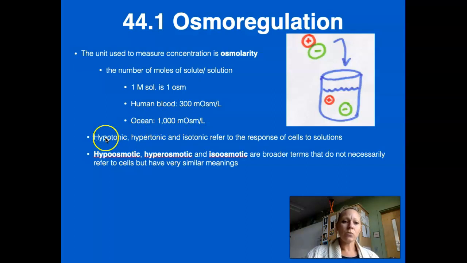And so in the past, we used the words hypotonic, hypertonic, and isotonic. And those words tend to refer to cells and fluids moving into or out of cells, or solute moving in and out of cells. The words that we're going to use right now are a little bit broader. So we're going to use hypoosmotic, hyperosmotic, and isoosmotic. They transfer very similarly, and I'm sure that you can wrap your head right around that.